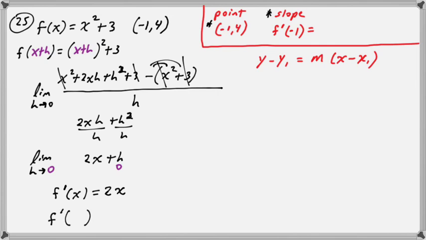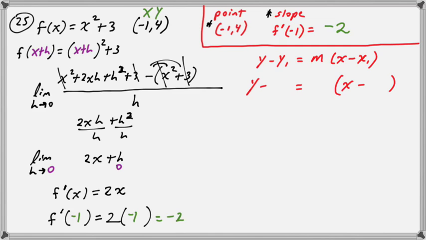I need f prime at what x value? Whatever point we're speaking about. So I need it at the x value of -1. So that makes my slope -2. So basically, we find the derivative using the limit method. We put in the x value to get the slope. Now I'm just going to fill into my equation: y minus the y value equals the slope times x minus the x value.